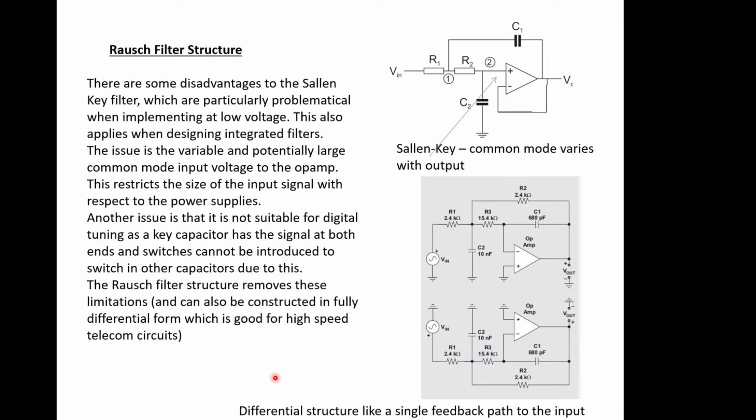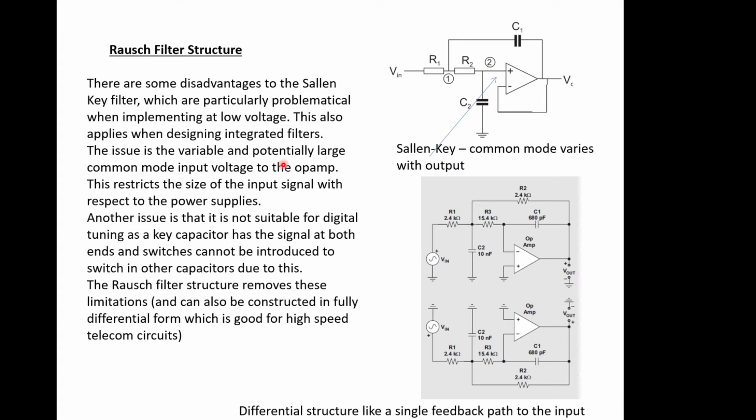So that was the Sallen key. We move on now to look at something called a Rausch filter, which looks remarkably similar, but is subtly different in certain ways. And there are some disadvantages to the Sallen key filter, some of which are significant and others are less so, depending on what you want to do. But nowadays, low voltage is where everything's at. We no longer tend to operate op-amp circuits on plus and minus 15 volts. We want to operate them on 0 to 5 volts, 0 to 3 volts, 0 to anything low for low power systems. So we have to think about that.